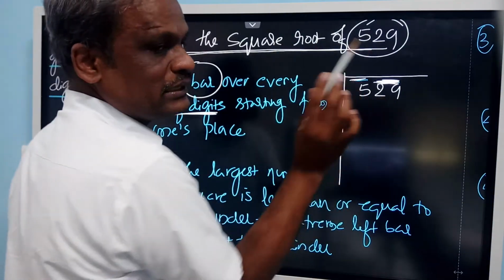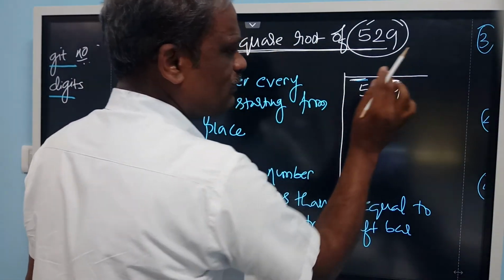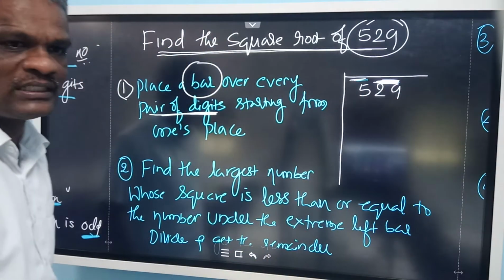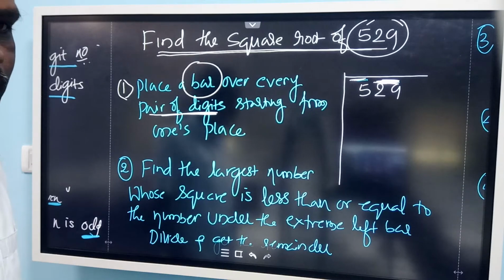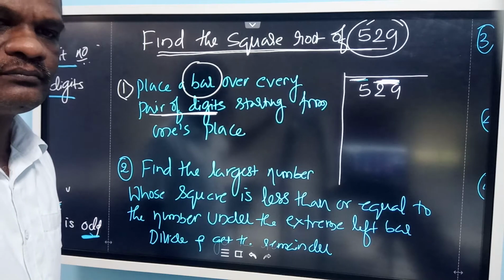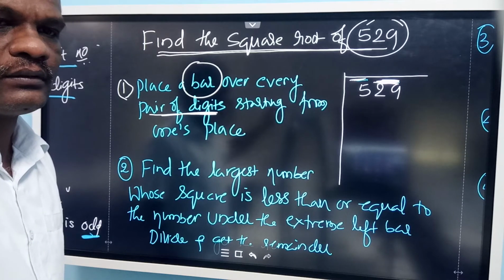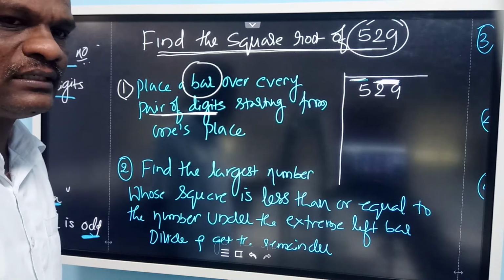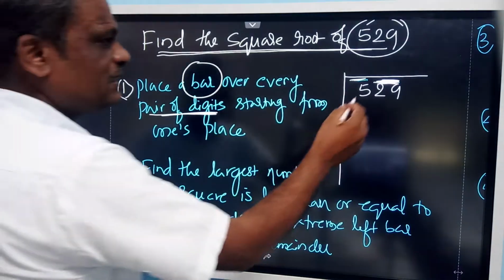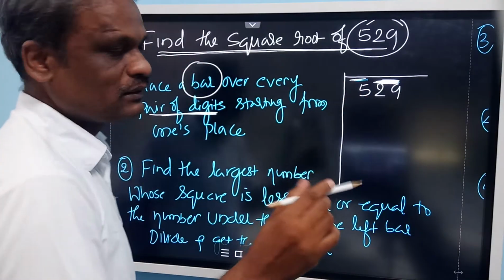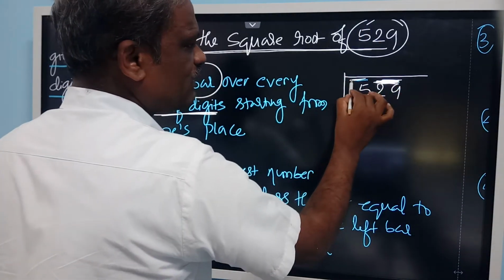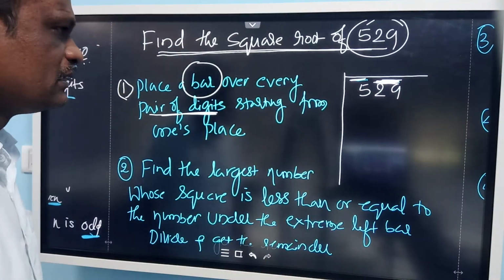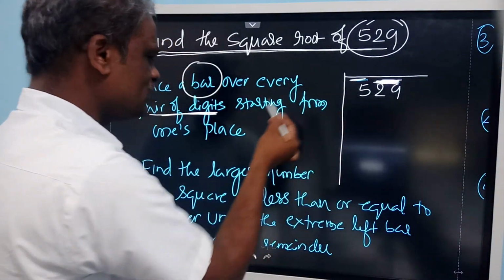Since here we have only 3 digits, the first group has 2 digits, then whatever is remaining you make one group. That is the first step. Now, as I said, grouping is the first step. Every 2 digits should be made a group. You place a bar over that, which shows the groups, starting from the units place.